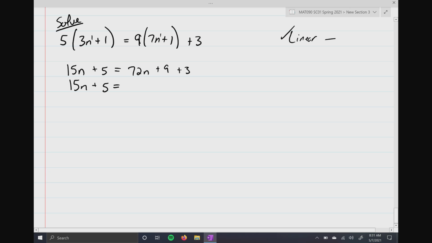So I get 15n plus 5 on the left. There's nothing I can do there. But that 9 plus 3 on the right-hand side of the equation, I can group that together. 72 plus 12. That's pretty nice. All right.